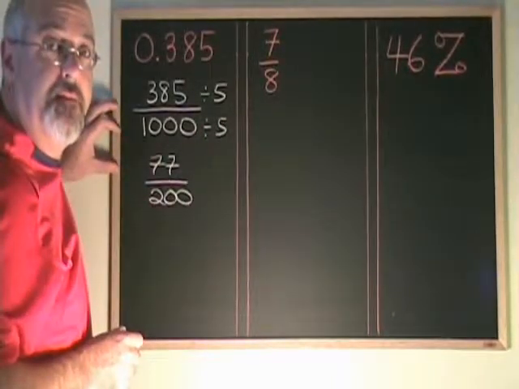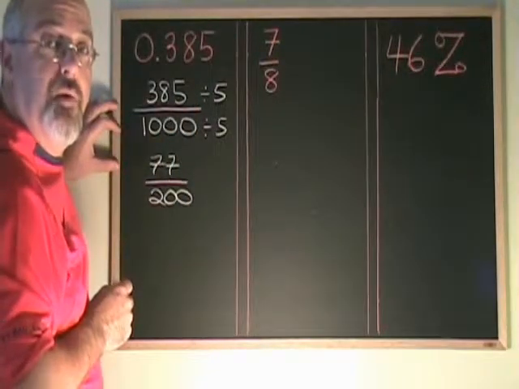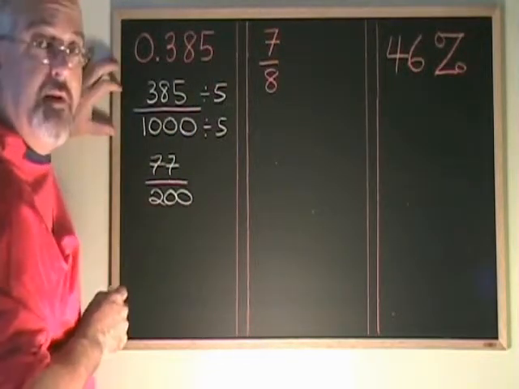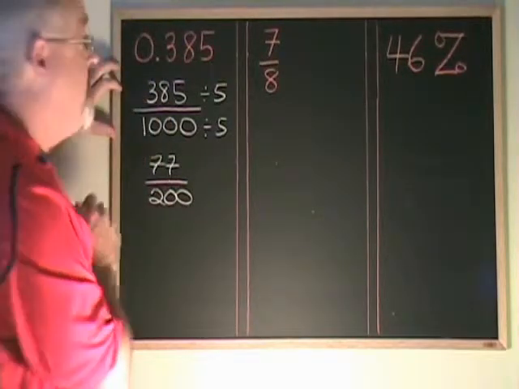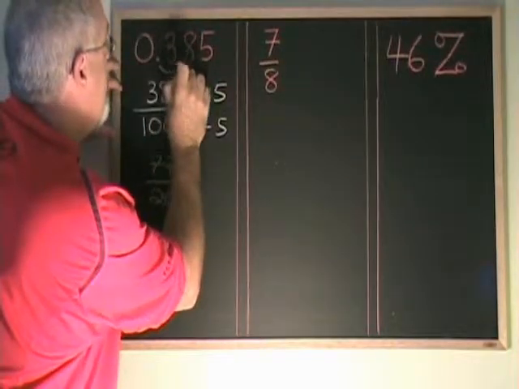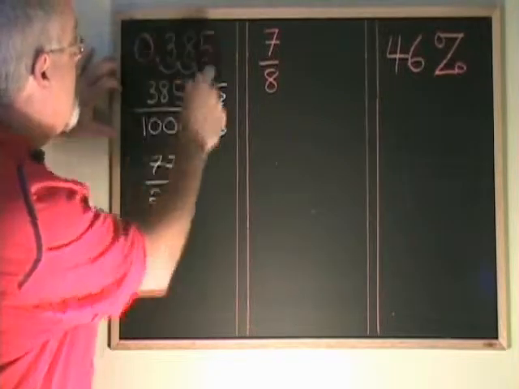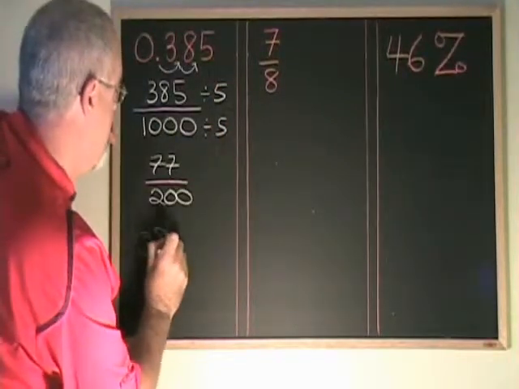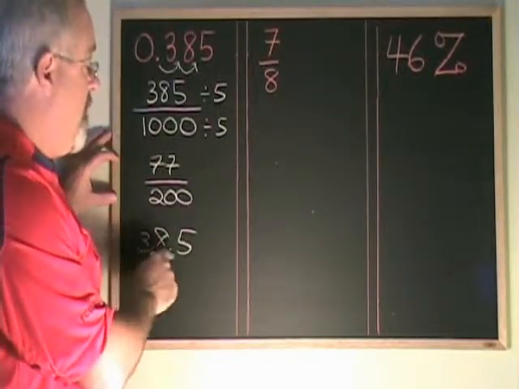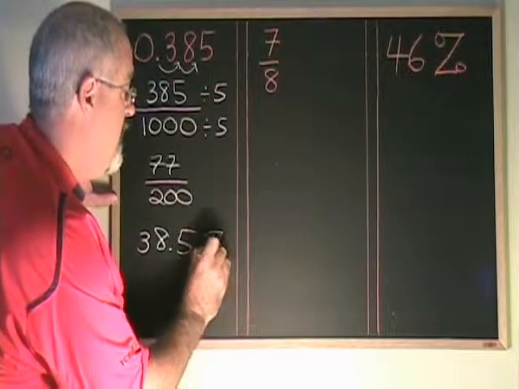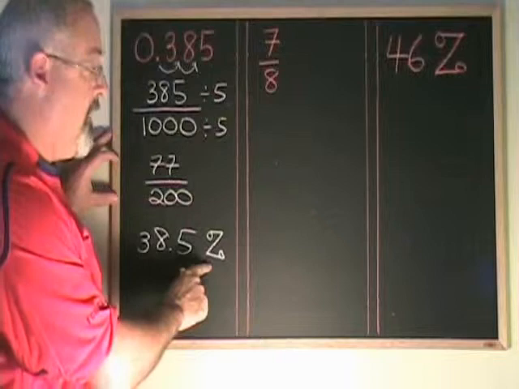So I have converted my decimal into a fraction reduced to lowest terms. Now I'm going to convert the decimal 0.385 into a percentage. The trick to do that is you find your decimal place and you move it 2 spaces to the right. There's 1, 2 spaces to the right. And I can write this number as 38.5. 38.5% is the percent version of the decimal 0.385. Don't forget to write your percentage sign.